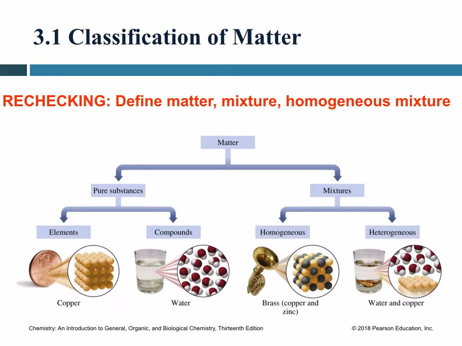In Chapter 3, we classified matter as pure substances or mixtures. Mixtures can be homogeneous or heterogeneous. Before you proceed, define the terms matter, mixture, and homogeneous mixture.